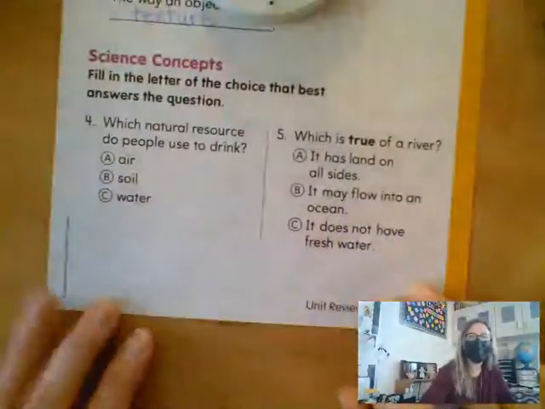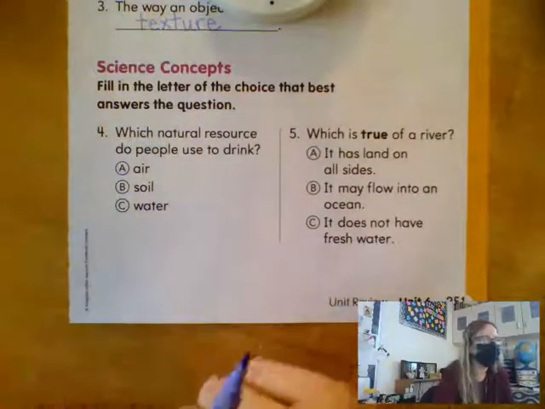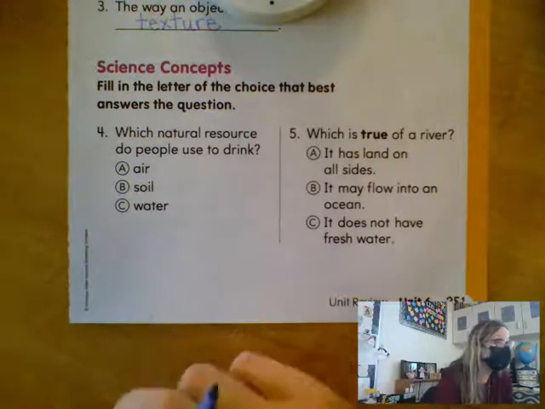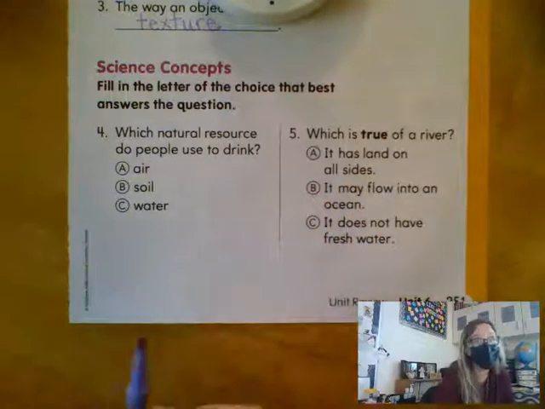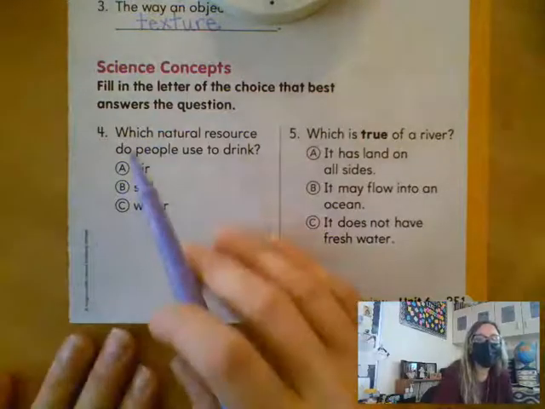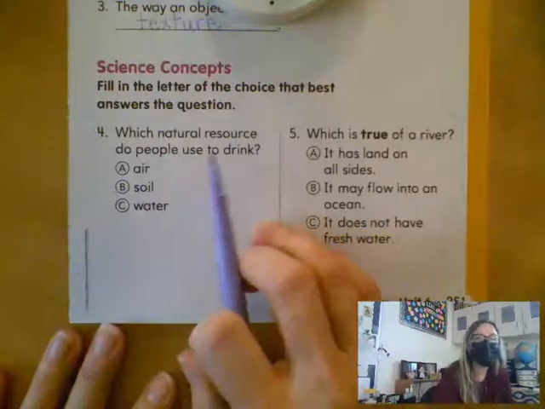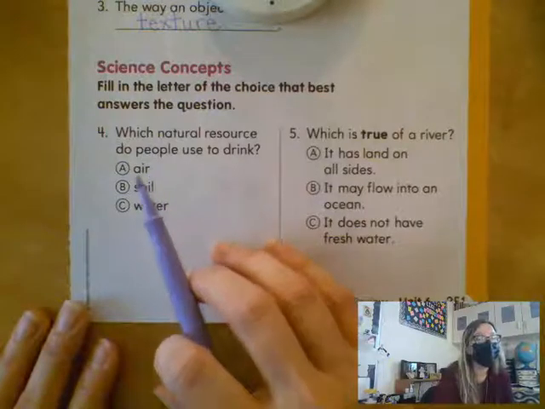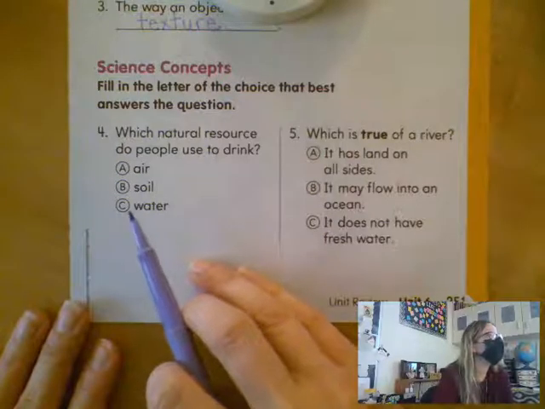Let's go down now to questions 4 and 5. It says fill in the letter of the choice that best answers the question. So we have to read all of our choices in order to choose the best one. So even if one sounds kind of right, we want to make sure we read them all before we make a choice, okay? So number 4 says, which natural resource do people use to drink? A, air, B, soil, or C, water?